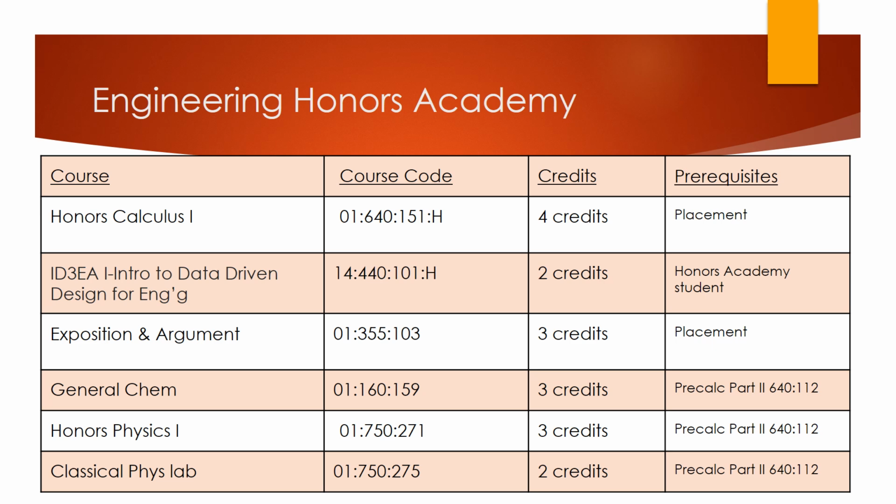So for Honors Academy and Honors College, it should be noted that Exposition and Argument is only offered in the fall semester. So if you are placed into college writing, you should take that this semester in the fall. Physics is also only offered, the 271 and 275 is only offered in the fall as well.